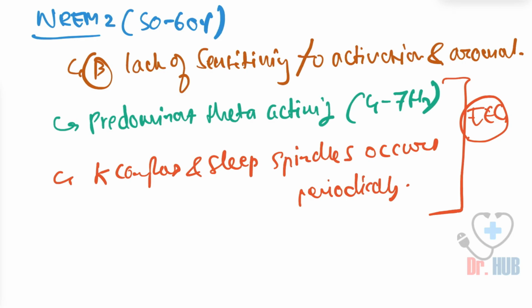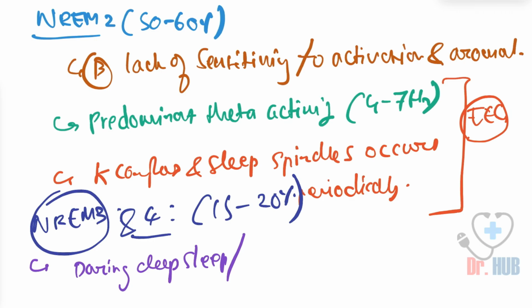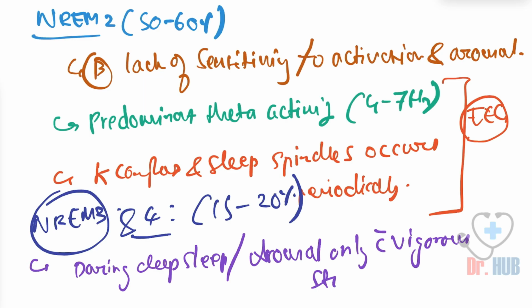Now we move on to NREM3. NREM3 and 4, we are going to do together. They constitute about 15 to 20% of sleep. This occurs during deep sleep, and there is arousal only with vigorous stimuli.